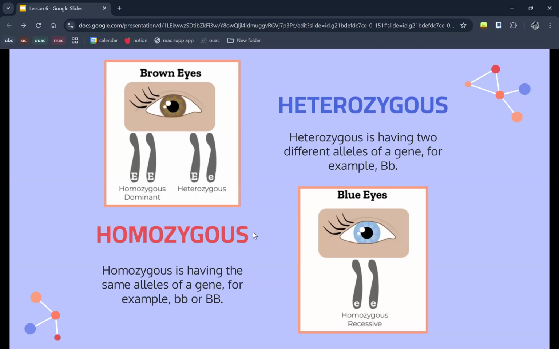Conversely, homozygous is having the same alleles of the gene. So either 2 dominant alleles or 2 recessive alleles. So in our case, either 2 capital Bs or 2 lowercase b's. So the pictures show the combinations that you'd need to get either brown or blue eyes. They used E as their letter, but it's the same kind of meaning. So as long as you have at least 1 dominant allele, you will have brown eyes. To have blue eyes, you need both of the recessive alleles.